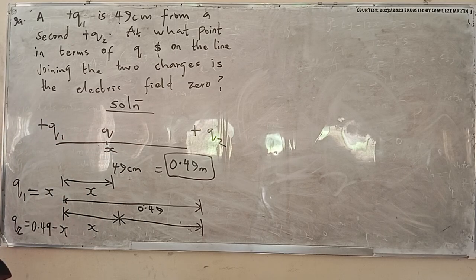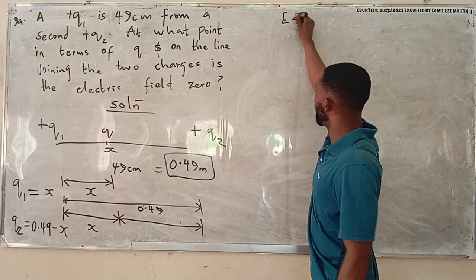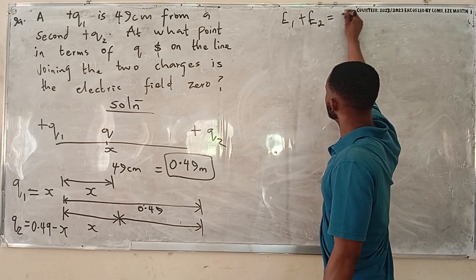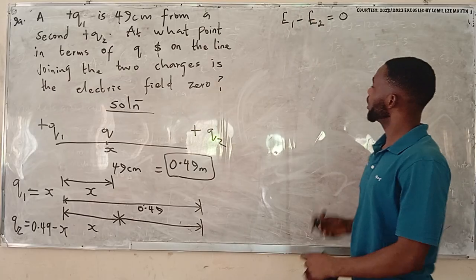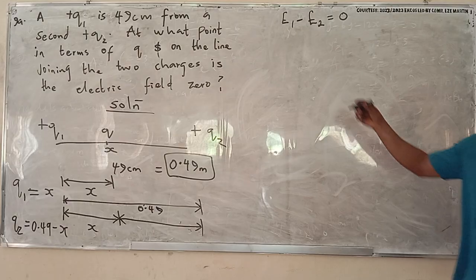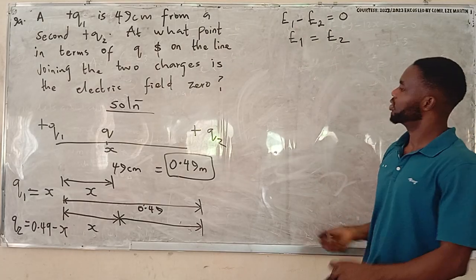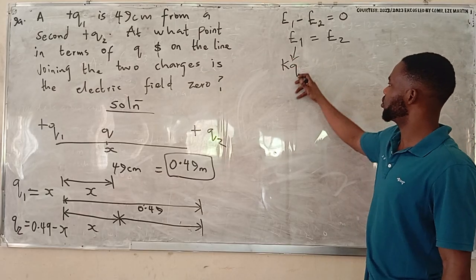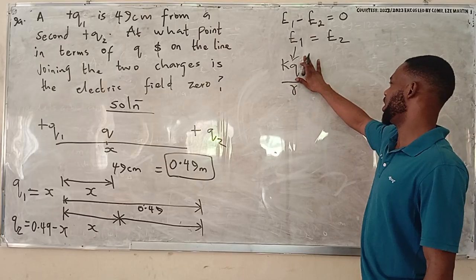If I've done that, it simply means that to get the electric field, it will simply be E1 plus E2 equals 0. Which is the same as saying E1 equals E2. So what I will now do is to remember that this is the same as saying kQ over r squared.